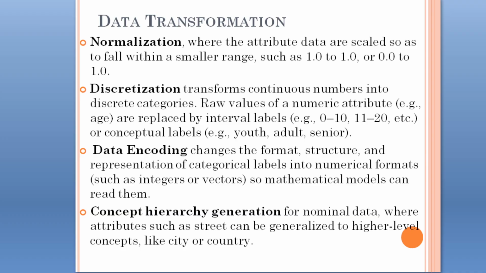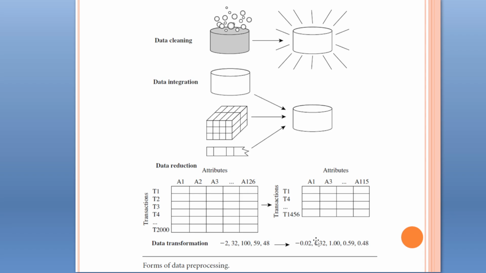Another method for data transformation is concept hierarchy generation. This method is used for nominal data, where attributes such as street can be generalized to a higher concept like city or country. Here we see some examples of data normalization or transformation.